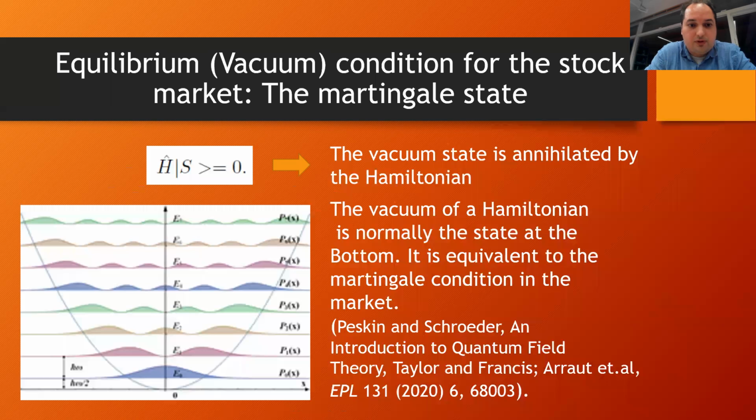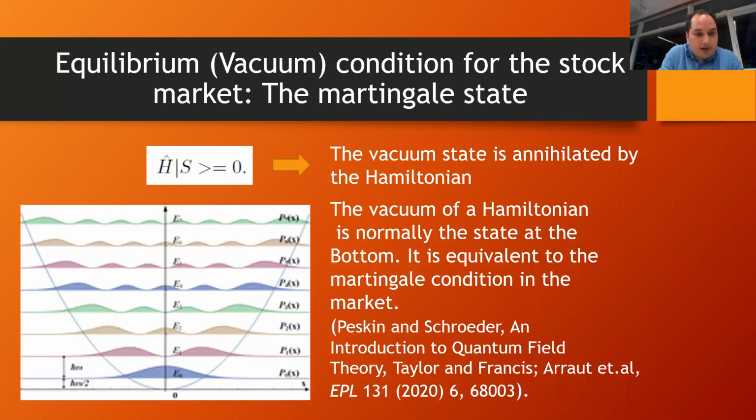The martingale condition occurs in the stock market when all the participants of the market have the same amount of information. Think for a moment, what's the advantage? Why can some people make money in the market and why can others not? The difference is information. Who has more information can earn more. Who has less information has a huge disadvantage. So if for any reason everybody in the market has the same amount of information, then that market is in equilibrium. Nobody wins, nobody loses. And that condition is called the martingale state.